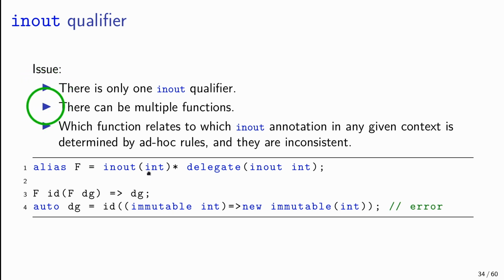But there can be multiple functions in your program. Which function relates to which inout annotation in any given context is determined by ad hoc rules, and I think they're somewhat inconsistent. So for example, here we have an ID function that returns a delegate that turns an inout int into an inout int pointer. We actually cannot call this with a function that takes an immutable int and returns an immutable int pointer. This is because those inouts here refer to the function call that occurs when you call the delegate, and not to the function call that occurs when you call the identity function. And there's actually no way to write this identity function here that works for immutable, const, and mutable.